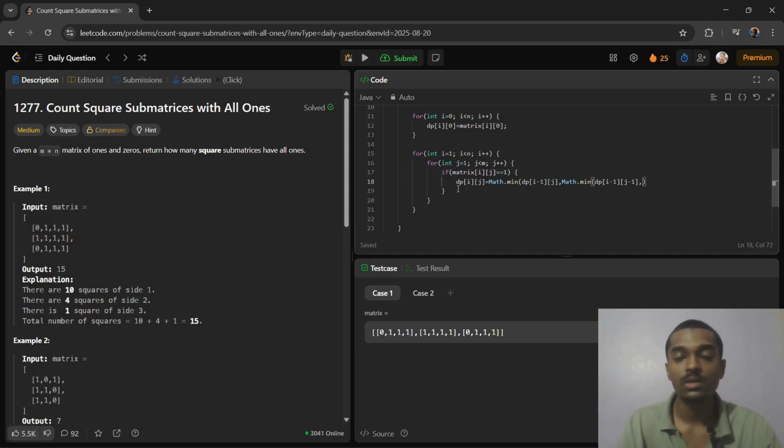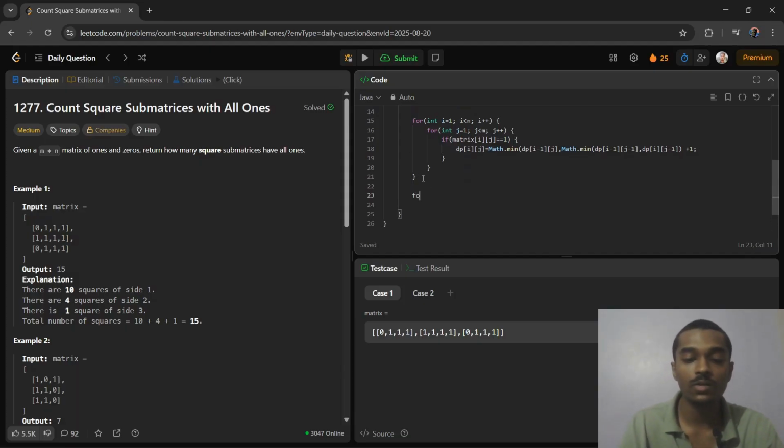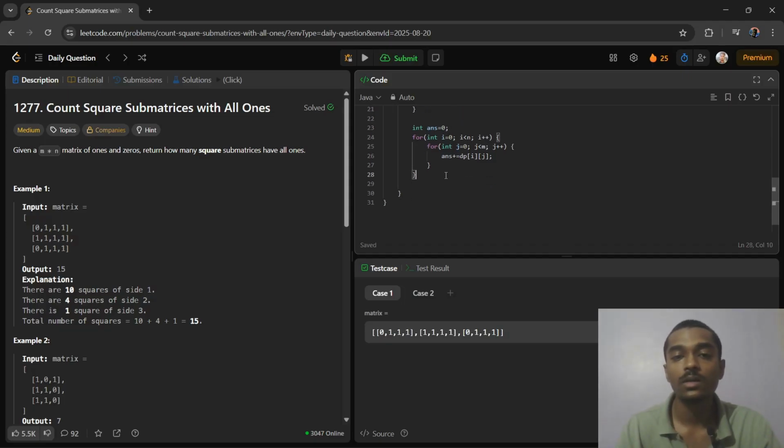Comma, now we have upper and diagonal, now we have to go to the left. So i was stable but j was decreased. If you take the minimum of the 3 plus 1, that is your answer. Now we have to just traverse our dp array and calculate it: dp of i comma j. We also have to initialize our answer, answer equal to 0. Now we can return it.